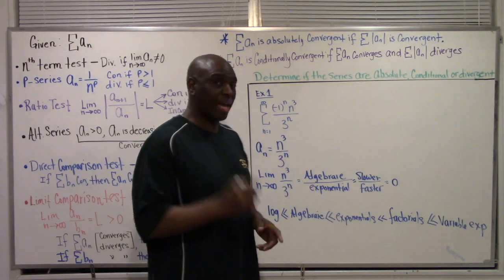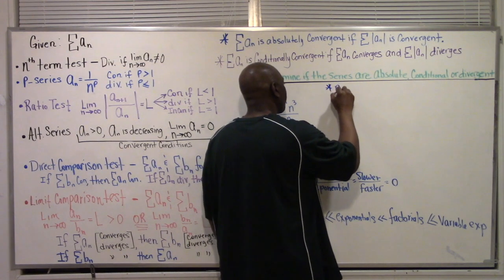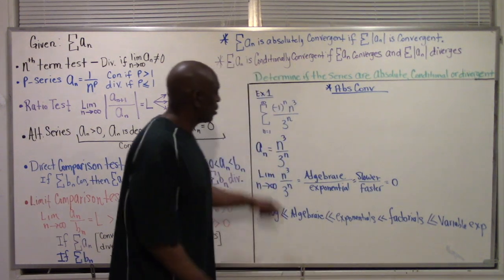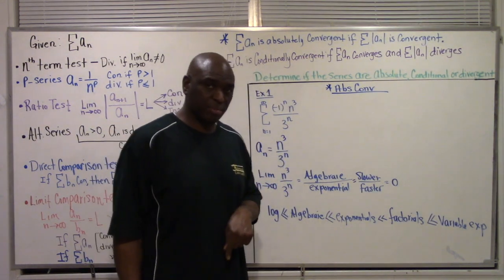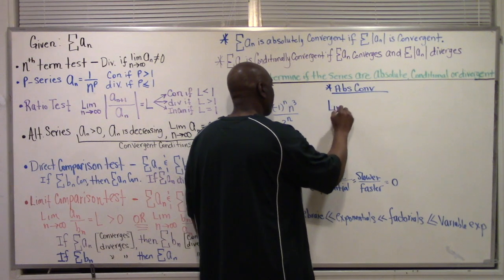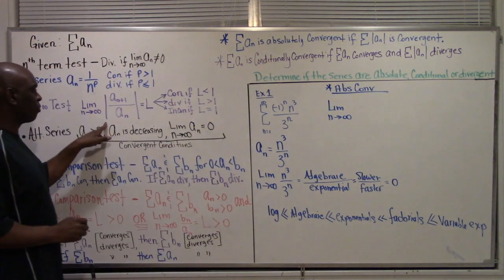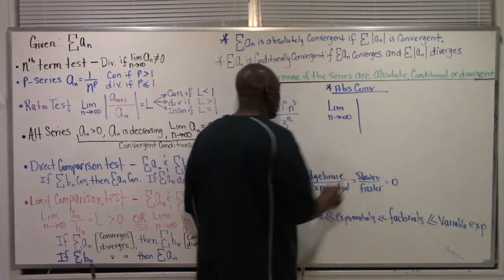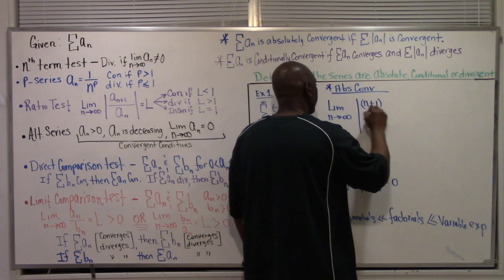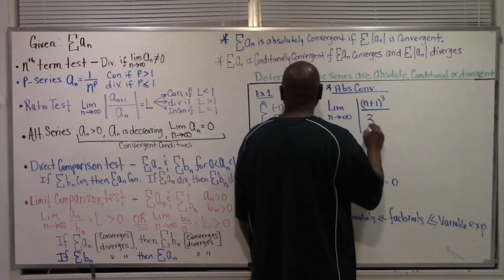Okay, so first, let's go after absolute convergence. Let's look for absolute convergence. How am I going to do that? Well, in this situation, I'm going to use the ratio test. I'm going to look at the limit as n goes to infinity of, here it is in purple, the absolute value of the next term up, n plus 1 cubed divided by 3 to the n plus 1.